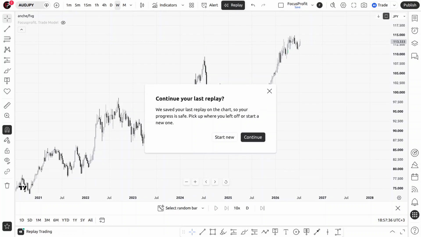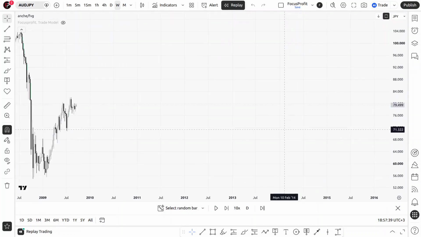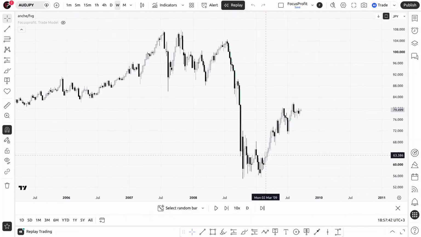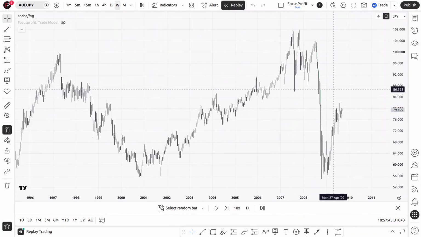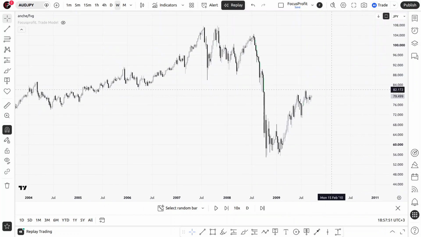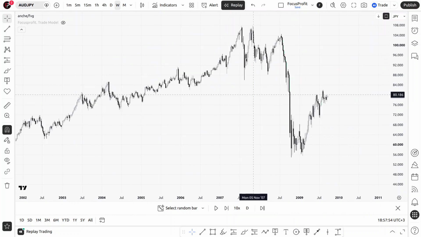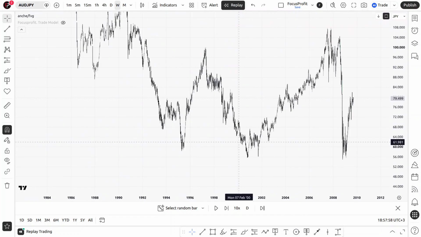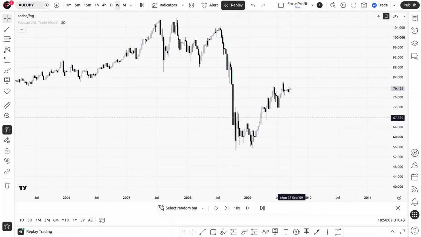Let's take an asset, the Australian dollar against the Japanese yen. We pick a random bar in the history and land on 2009. That works for us. Let's try to determine the direction of the asset, its trend. What do we see? Some aggressive selling.